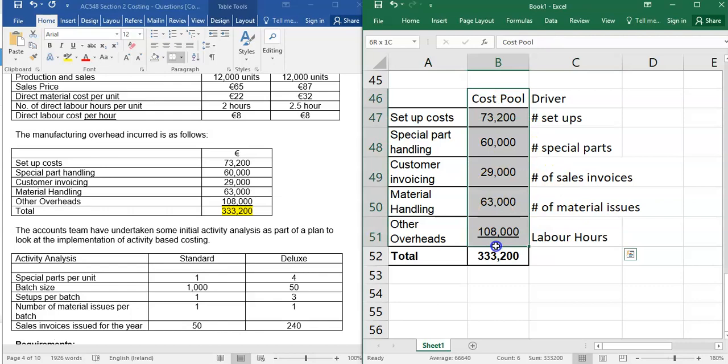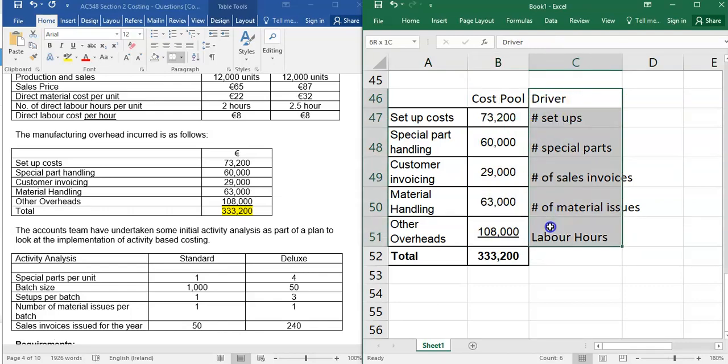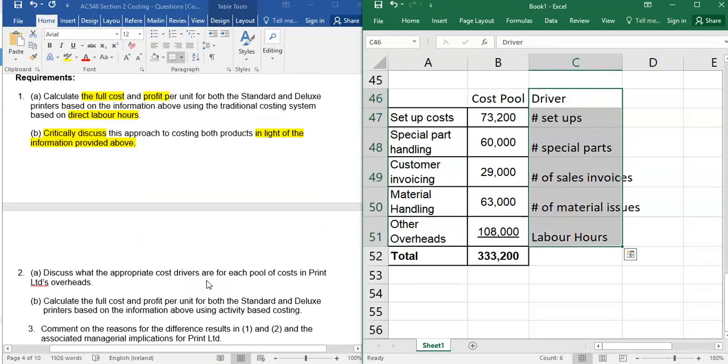So we have our cost pools now, and we have our driver. And that was our first part here, discuss. Now, I haven't discussed what you'd be expected with maybe a line or two for each one, but most of these are relatively self-explanatory based on the information that's given.